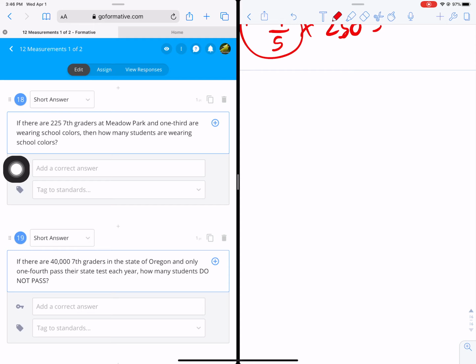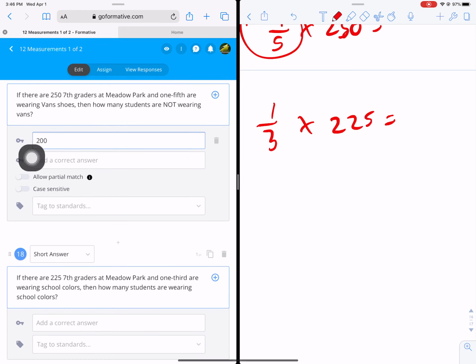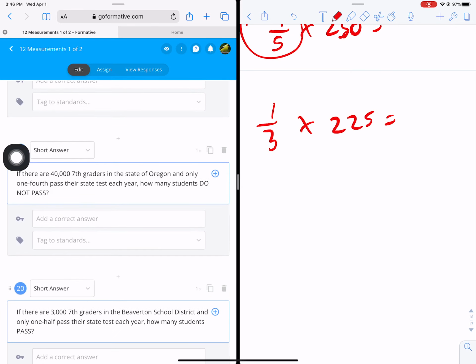A lot of students will not read the rest of the problem. It says 1/3 are, so they just figure out 1/3 times the number, be done. In this case, it does work like that because 1/3 times that number will get us the answer. But if you look at that last problem, it ended up saying 1/5 are, and then how many are not. So a lot of kids will get that wrong because they're not reading that question carefully.